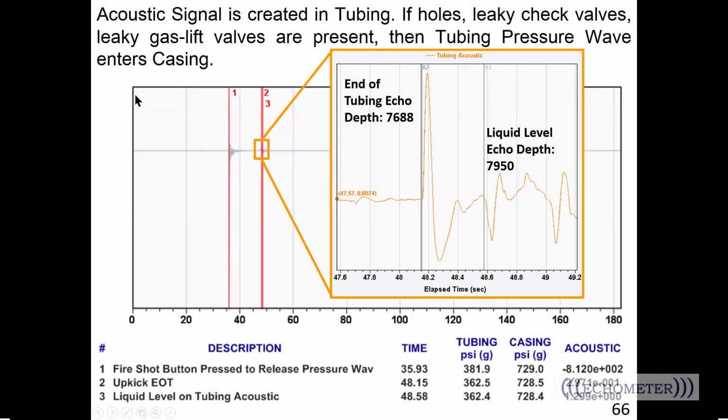Once that fire shot button is pressed, it's going to fire the shot. And now you're going to be able to compare the tubing and casing guns, and you have some annotation options that you can use with the plunger lift module here. So you can use the annotations to locate where that shot was fired. Here we see an annotation to locate the upkick at the end of the tubing. And then annotation 3 locates the liquid level.